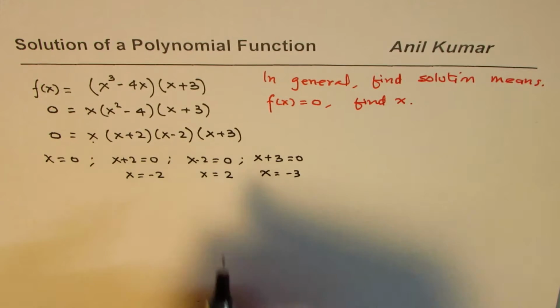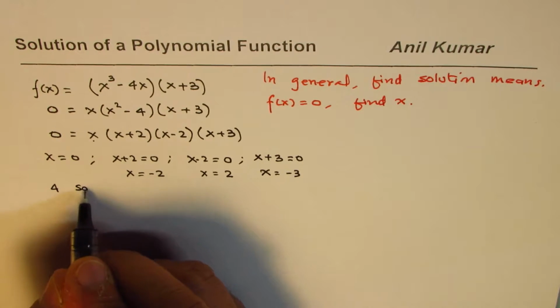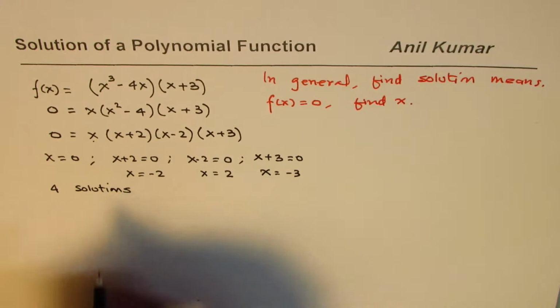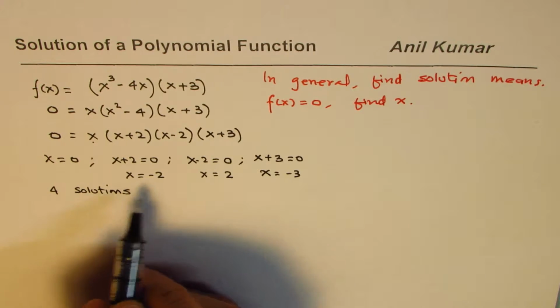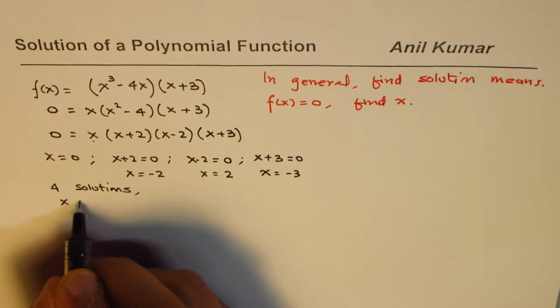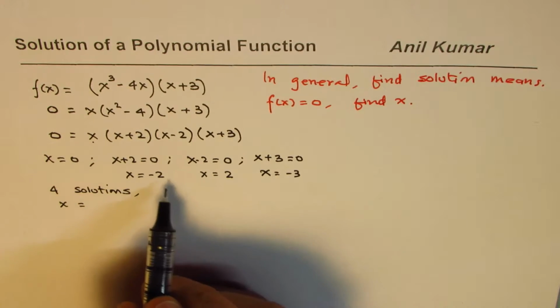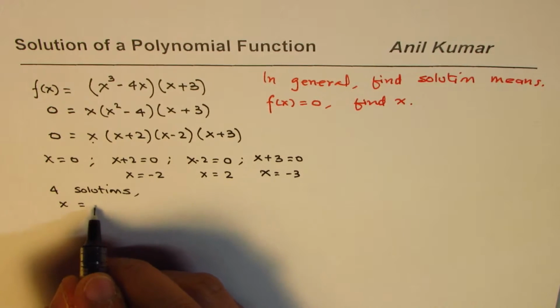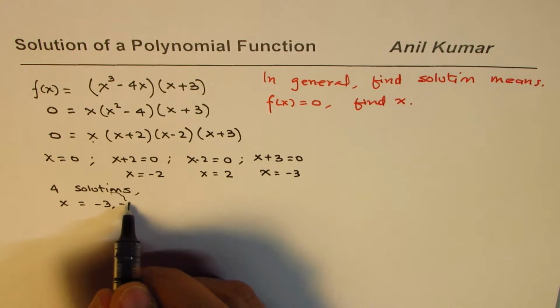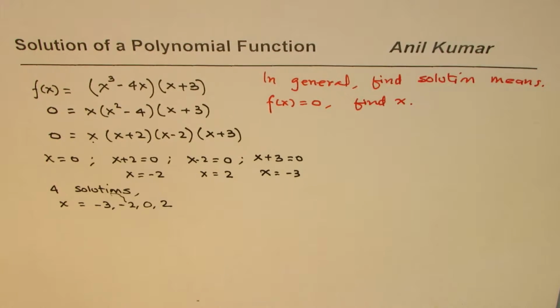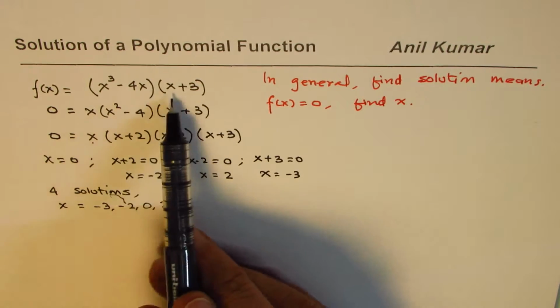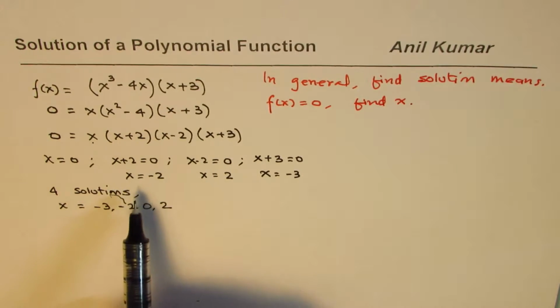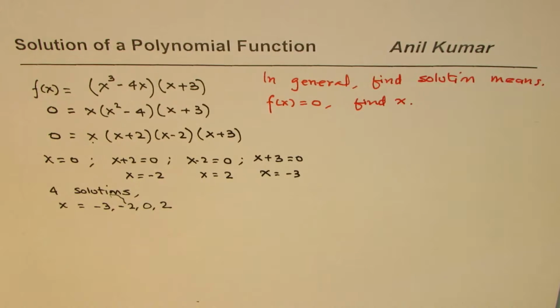So what we note here is that we have 4 solutions, at x equals 0, plus and minus 2, and minus 3. Let me write them in order: minus 3, minus 2, 0, and 2. So there are 4 solutions for this given polynomial. This is a degree 4 polynomial where all these solutions are linear zeros. So there are these 4 solutions. Now that is one way of looking at it.